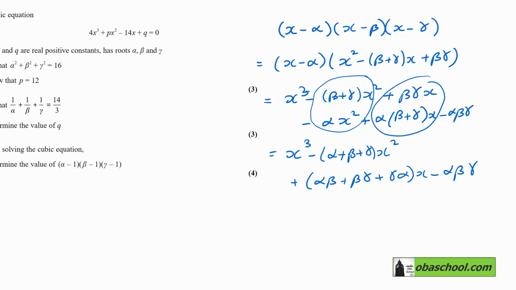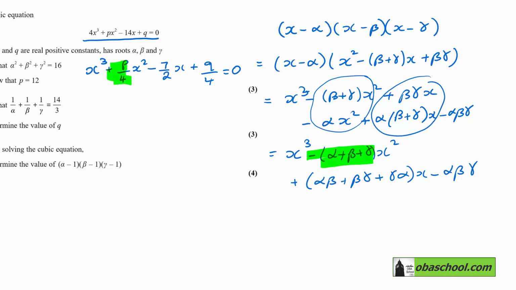alpha beta gamma. Now, if we take this original cubic that we had and divide through by 4, that gives me x cubed plus p over 4 x squared, take away 7 over 2 x plus q divided by 4 is equal to 0. Now, comparing this coefficient of x squared with this one, we can see that alpha plus beta plus gamma is negative p on 4.